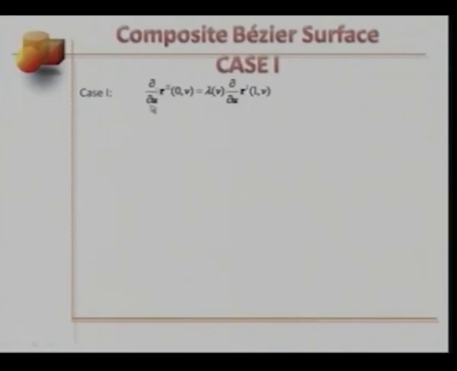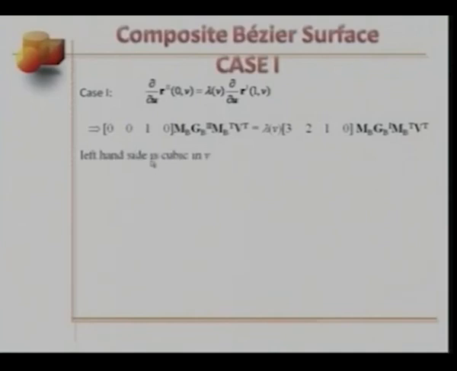Partial r2 over partial u at u equals 0 and v equals lambda of v times partial r1 over partial u at u equals 1 and v. This implies 0, 0, 1, 0, M sub B, G sub B of the second patch, the geometric matrix, times the Bezier coefficient matrix transpose, V transpose equals lambda of v times this row vector here with elements 3, 2, 1, 0, M sub B, G sub B1, M sub B transpose, V transpose.